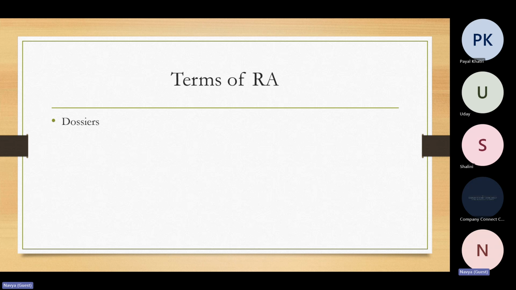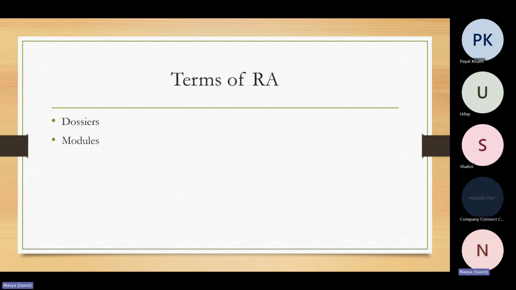Now, basic terms which are used in RA are dossier. Now, dossier, you can imagine it as a file, okay, a file which has the entire history of a particular molecule. Say, for example, you have paracetamol. So, regarding paracetamol, its specification, its analytical data, its validation data, its manufacturing process, right from the starting point till the end product is manufactured, entire information is embedded in your dossier. Okay, so it is like a file which has the entire history of your particular product.